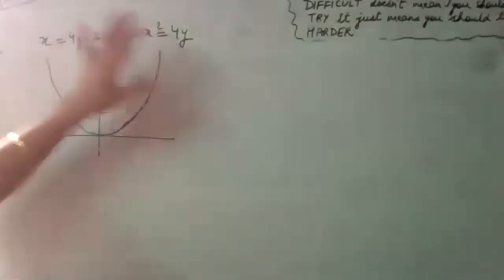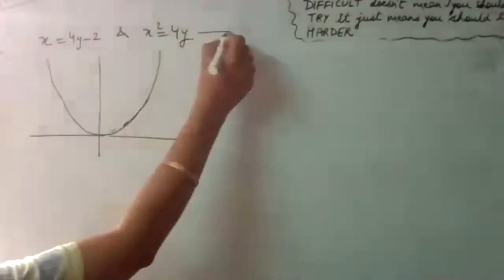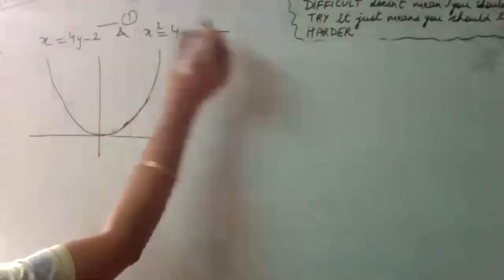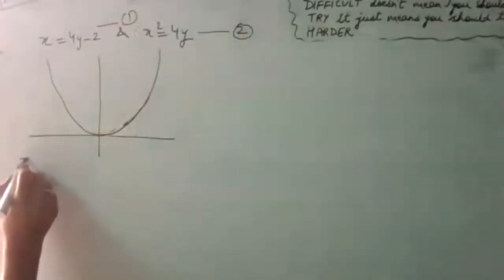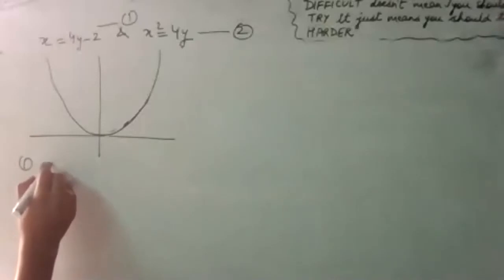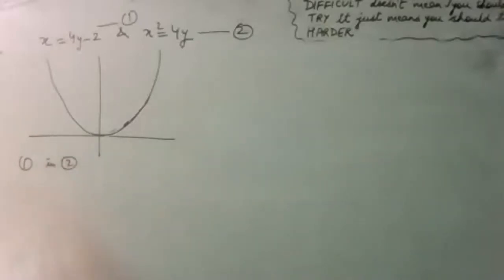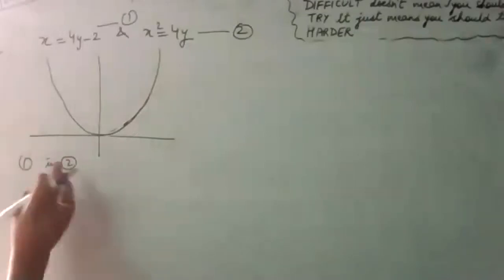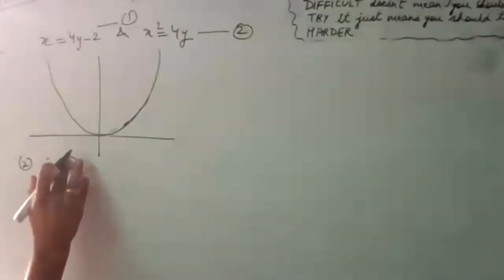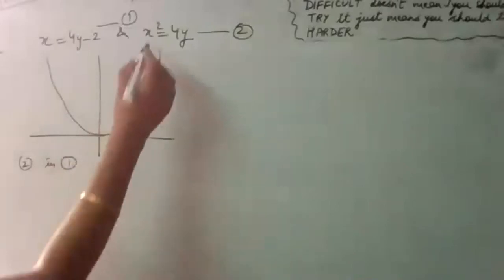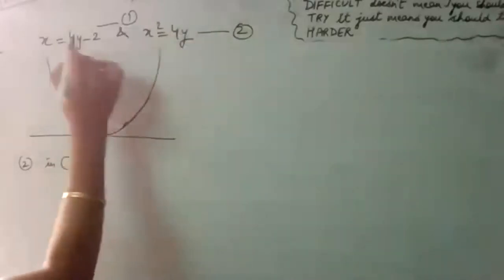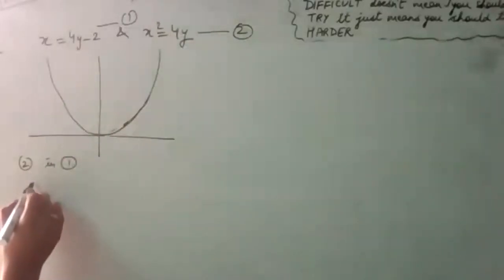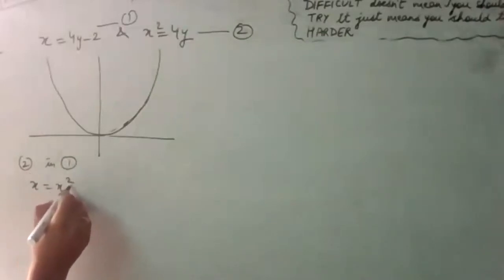Let's first find out the intersection points. Take it as 1, take it as 2. We are putting 1 in 2. So this is x square, or in place 2 in 1. Let's just put 2 in 1. It will be easy for us. For 4y, we are putting x square. X equal to x square minus 2.